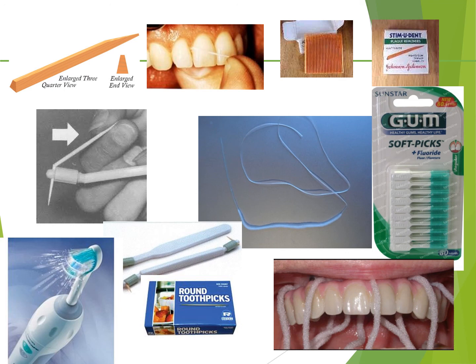In the upper right-hand picture of the slide are the Stimudents, and these are basically just modified toothpicks. I tell a story where if you're afraid to clean around a crown, grab a Stimudent and use this to debride around a crown. If you're afraid you're going to damage that surface of the crown, these are great tools to use. Some patients love them.